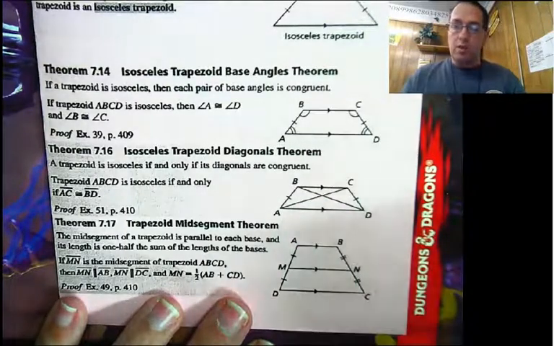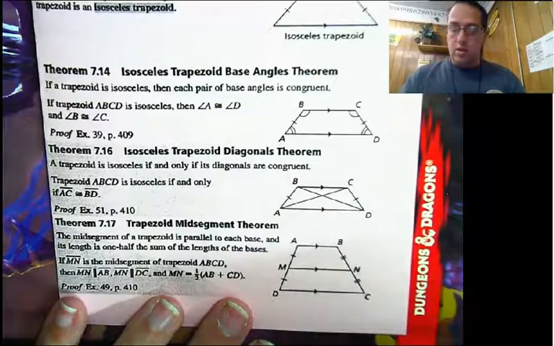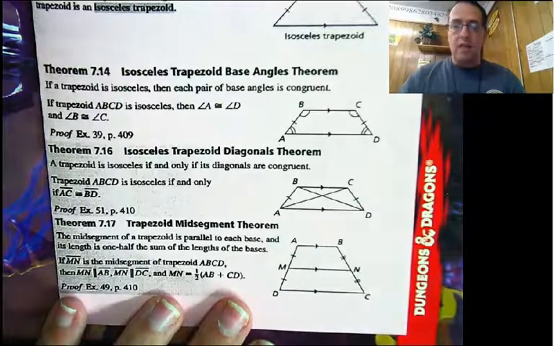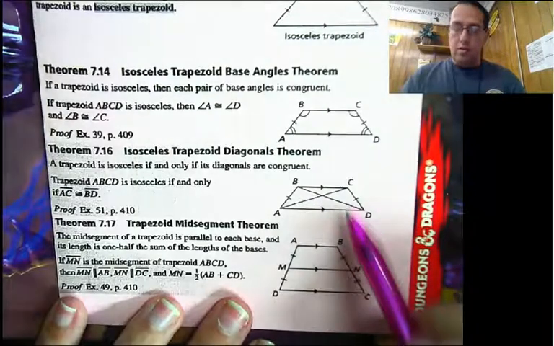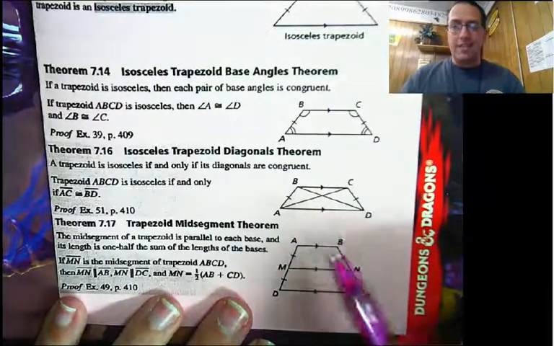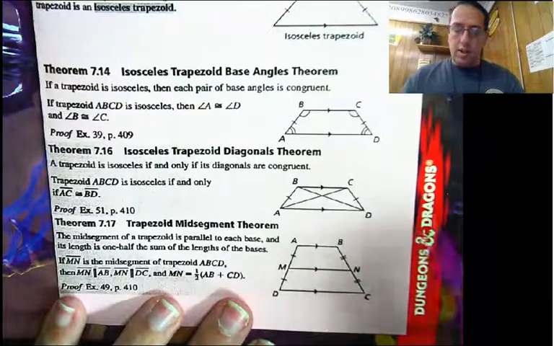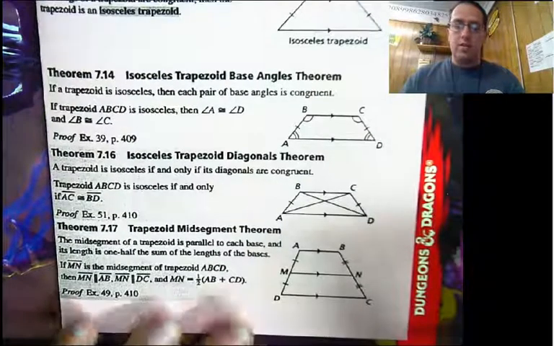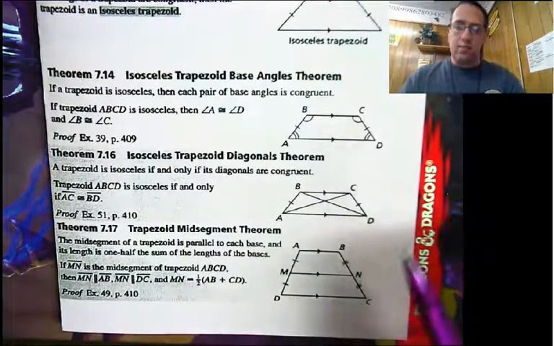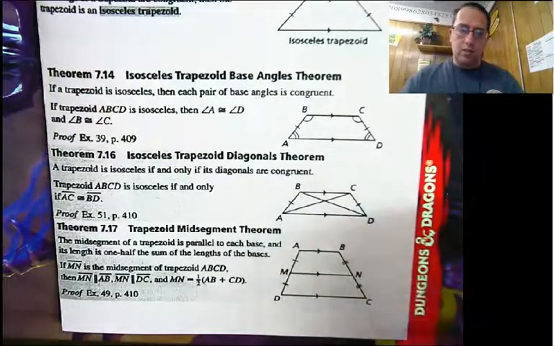Now, one thing I want to be very clear on, remember, a trapezoid has exactly one pair of parallel sides. That means even though the diagonals are congruent, this is not going to be a rectangle ever. A lot of people think that it can be, but it can't, because the definition is that it has exactly one pair of parallel sides, not at least.